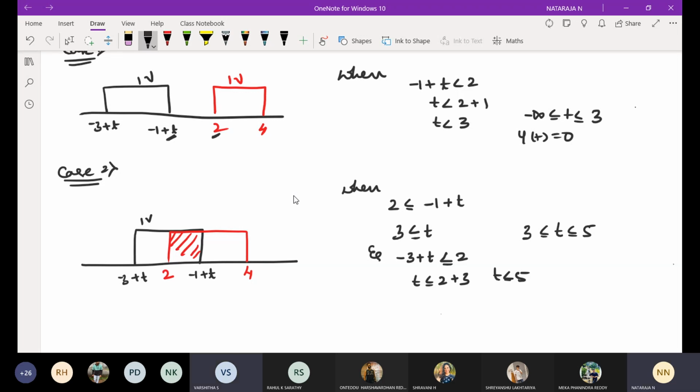Yes, sir. The first condition, based on that condition, it starts at 3. Can you explain this again, sir?